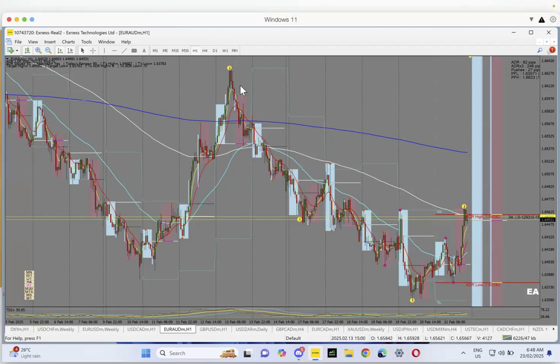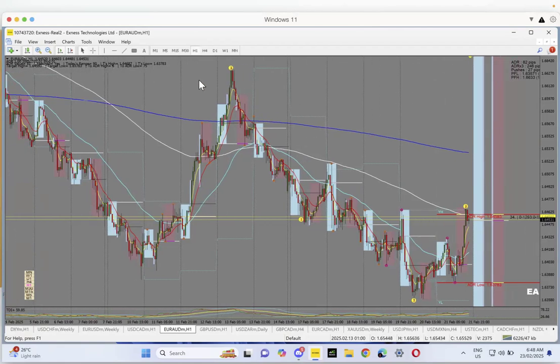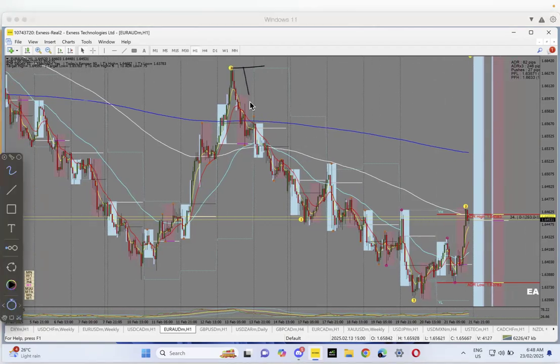And if you look at it carefully, we had also initially said this was a possibility that it's our first level, and this was a possibility that it's our second level.